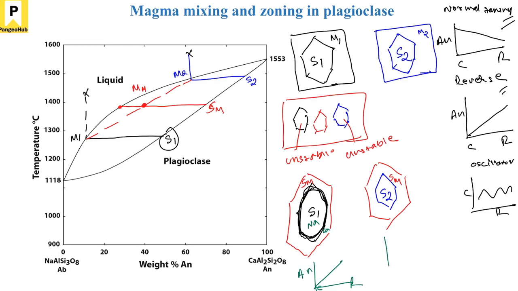And in this one, you have a calcic core and then a sodic rim. So the anorthite content is decreasing. So you have normal zoning here and a reverse zoning here. So in a rock, if you are getting both normal and reverse zoned plagioclases, this is a very good example of magma mixing.